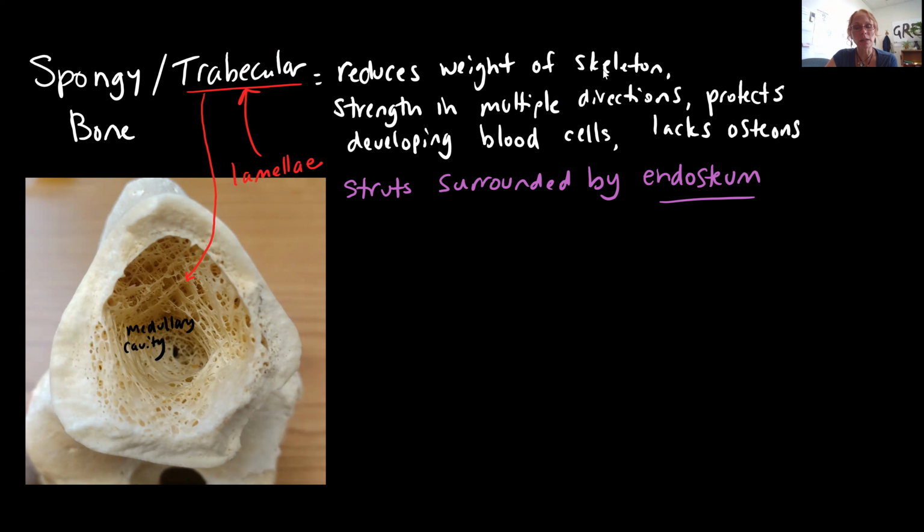In addition, because our spongy bone is lining our medullary cavity, it's helping to protect those developing blood cells. And then another signature thing to look at is there's no osteon unit here when we're looking at the microscopic view of the spongy bone. Remember that this tissue is surrounded by endosteum. So each one of those struts, those extensions of the spongy bone, are surrounded by that connective tissue layer called endosteum.